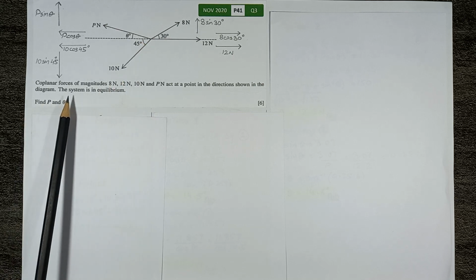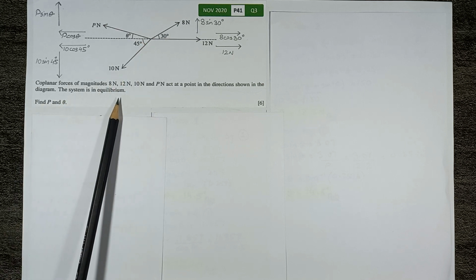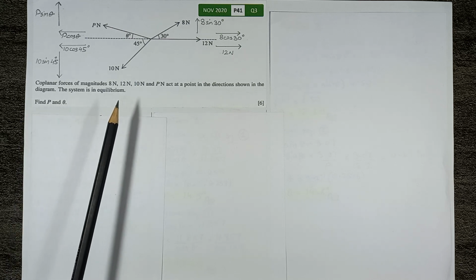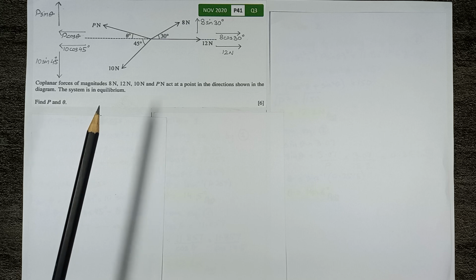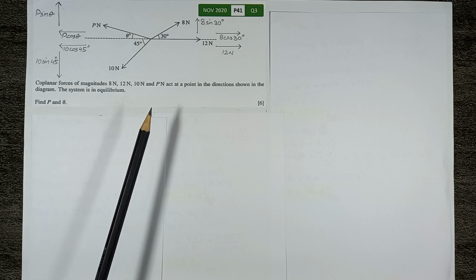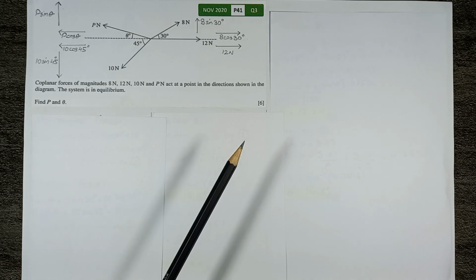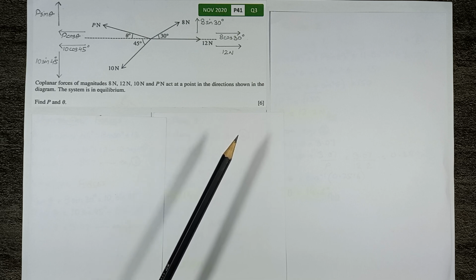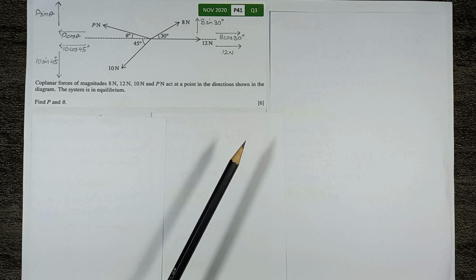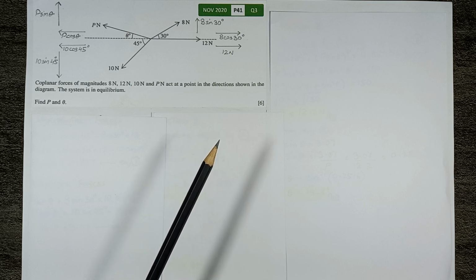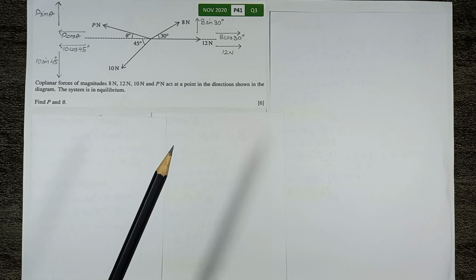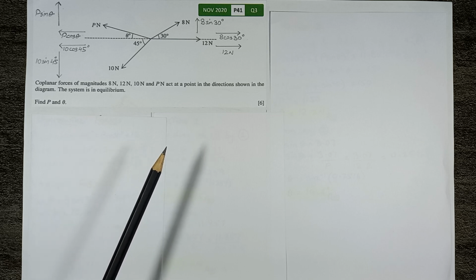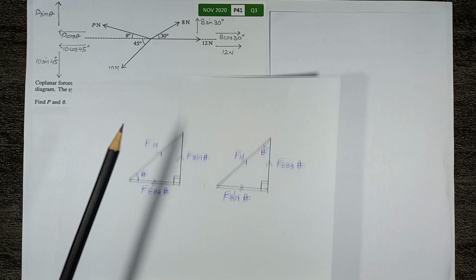The condition that they have given us is the system is in equilibrium. Find the value of P and theta. So equilibrium is the condition. That means the opposite forces are equal, which means the opposite horizontal forces are equal and opposite vertical forces are equal. And before that we need to find the components. Let us understand what the components are.